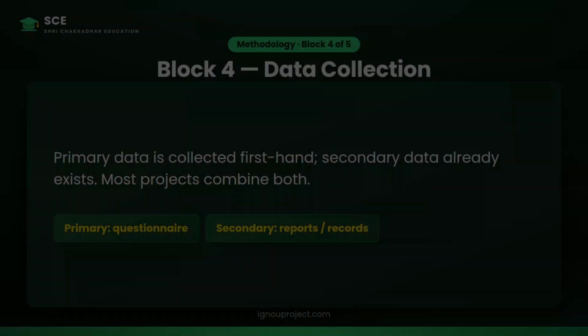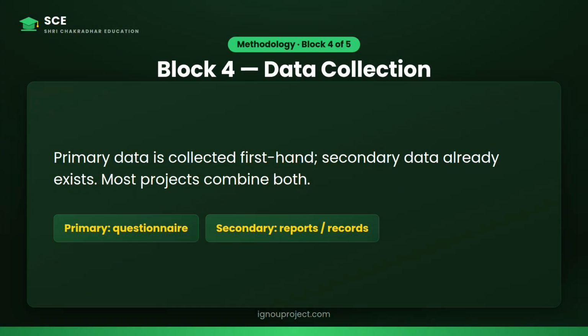Building block 4. Data collection. Data is of two kinds. Primary data is collected first-hand, usually through a structured questionnaire, and sometimes through interviews or observation. Secondary data already exists, such as company records, annual reports, journals, and websites. Most projects combine both. A questionnaire for primary data, supported by reports for secondary data. State exactly what tools you will use.